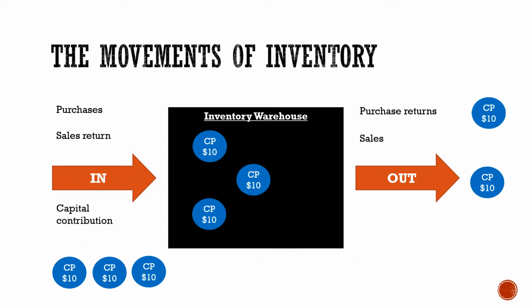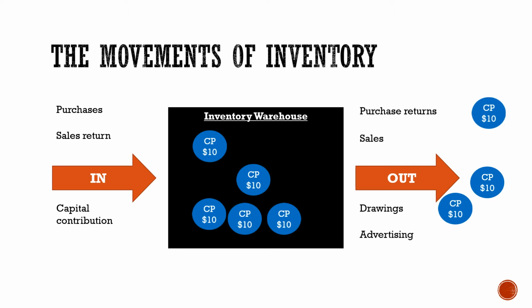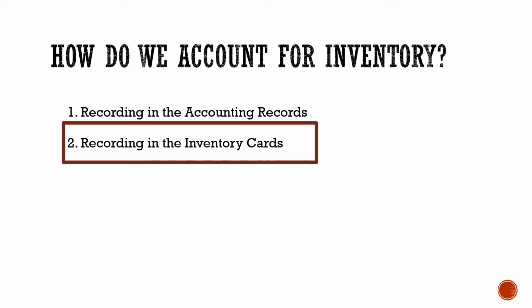Another transaction is a capital contribution from the owner. This is when the owner contributes inventory to the business. In this case, the inventory comes in to the warehouse. The owner may also withdraw inventory for personal use, and in this case, inventory will be coming out of the warehouse. Another transaction could be advertising, where inventory is withdrawn to be used for advertising, and in this case, this would lead to inventory coming out of the warehouse. In this video, we'll be focusing on recording the transactions in the inventory cards.